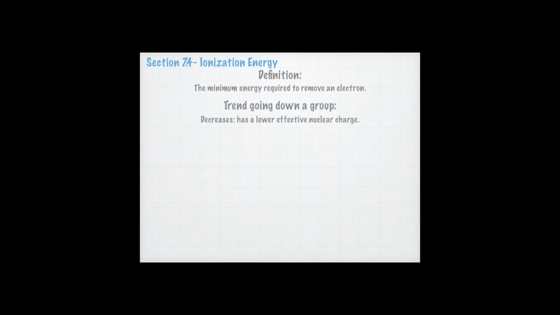And so as a result, the effective nuclear charge, the attraction that the nucleus has for electrons, is going to decrease because you have more and more electrons between the electron you're trying to remove and the nucleus. Now, this phenomenon is called the shielding effect. And so the shielding effect is simply a reduction of nuclear attraction for the electrons.